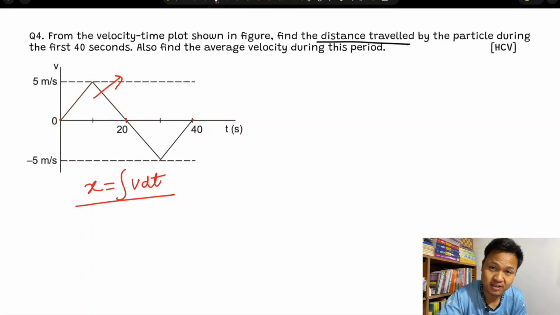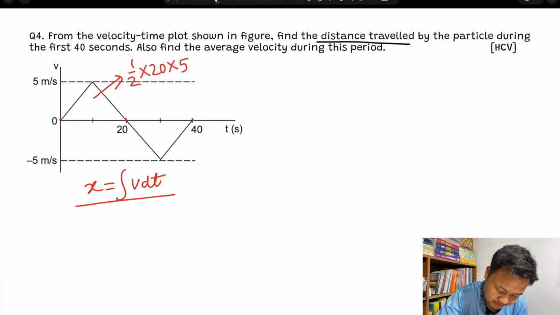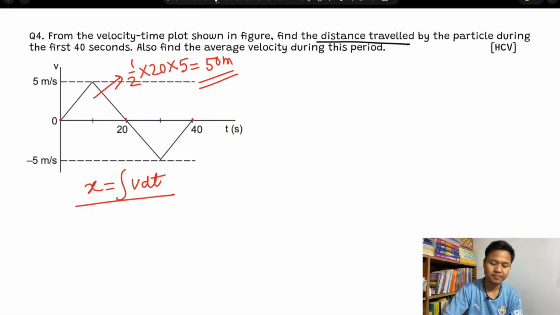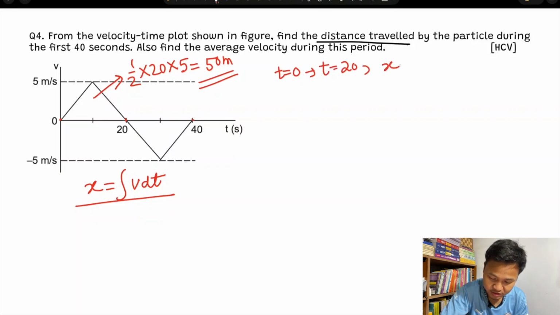How much is this from 0 to 20? It is a triangle, right? The triangle formula is half into base into height. Half into base 20, height 5. So this is 50 meter. Okay, so from t equals 0 to t equals 20, the distance is 50 meter.